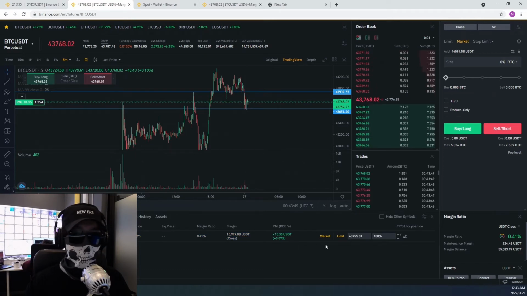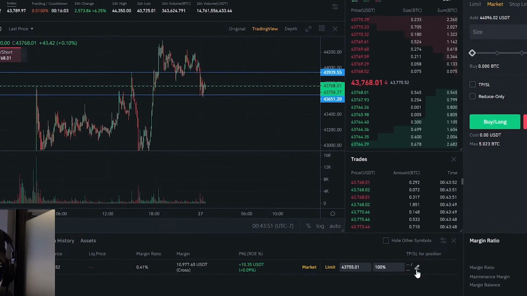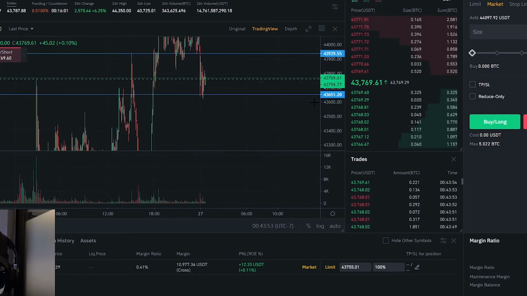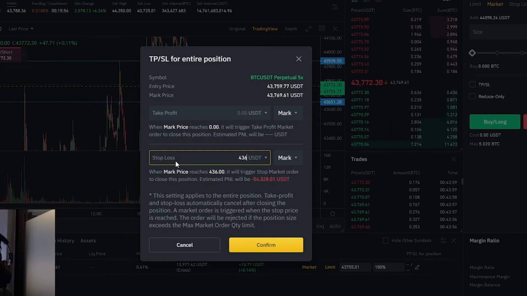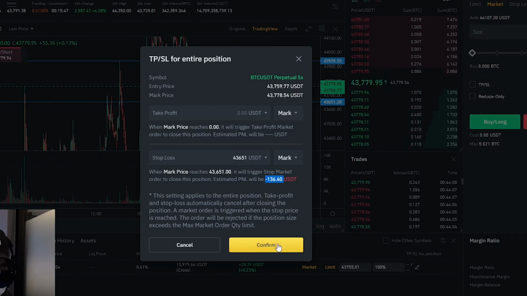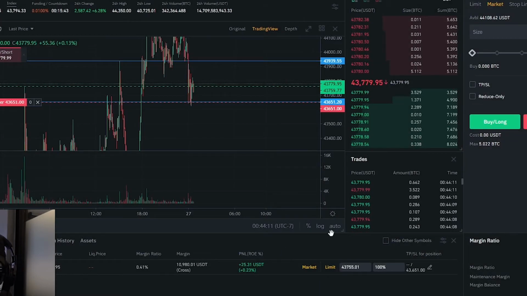Now to set your take profit and stop loss, all you gotta do is go over here. So we've already mapped it out. 43,651 is our stop loss. As you can see, if it hits, I only lose $136. It's going to be a very quick trade, so we'll just leave it at that. And then the take profit is at 43,939.